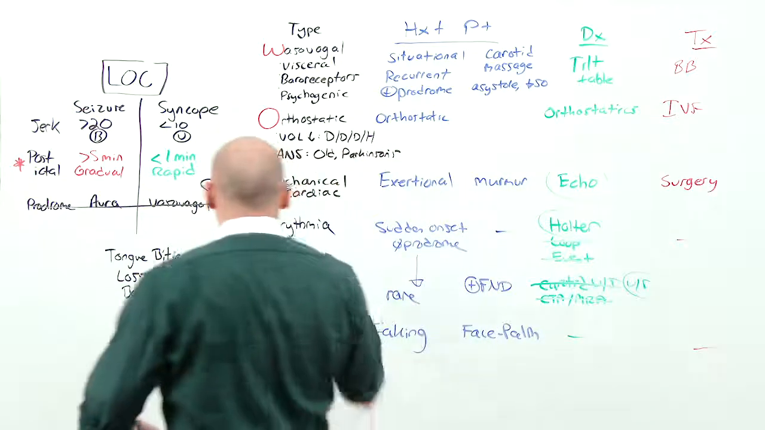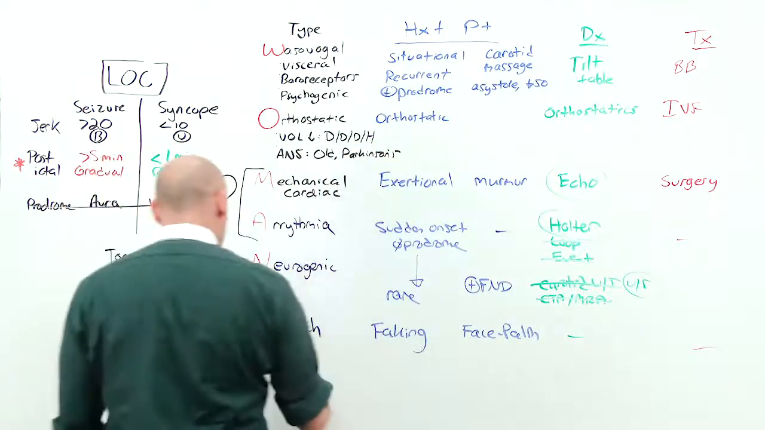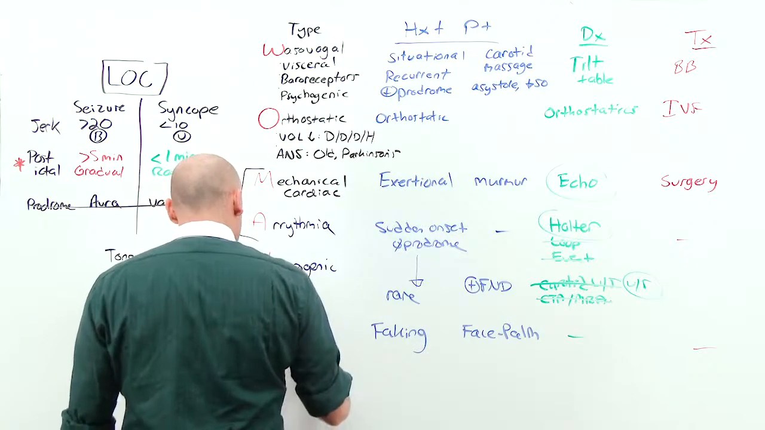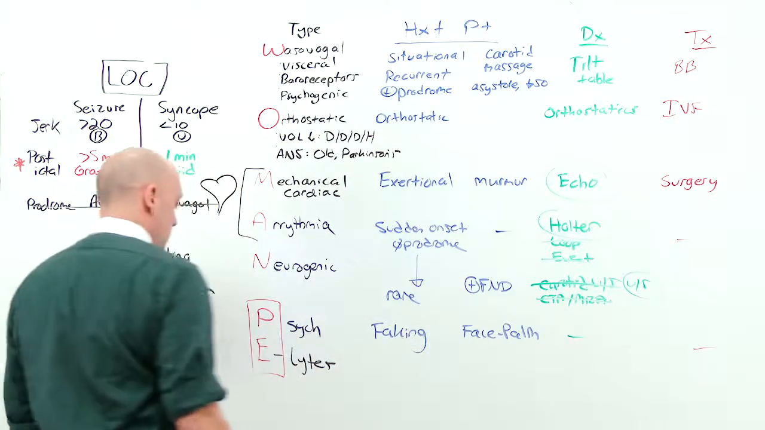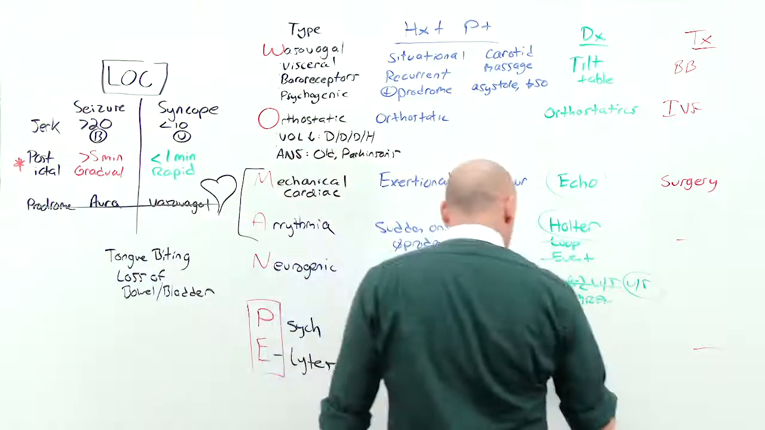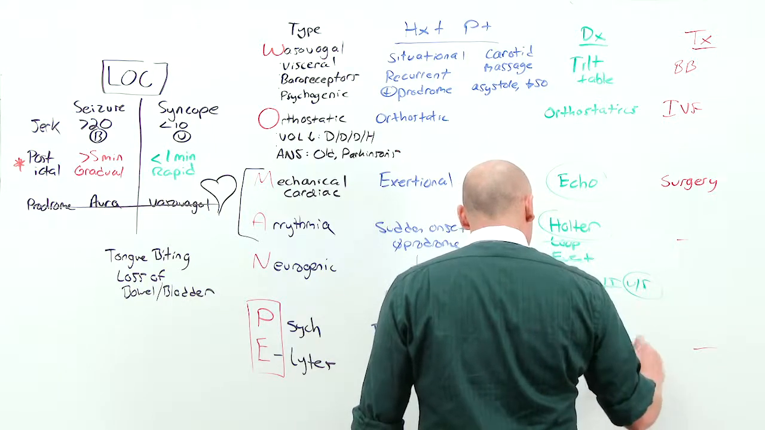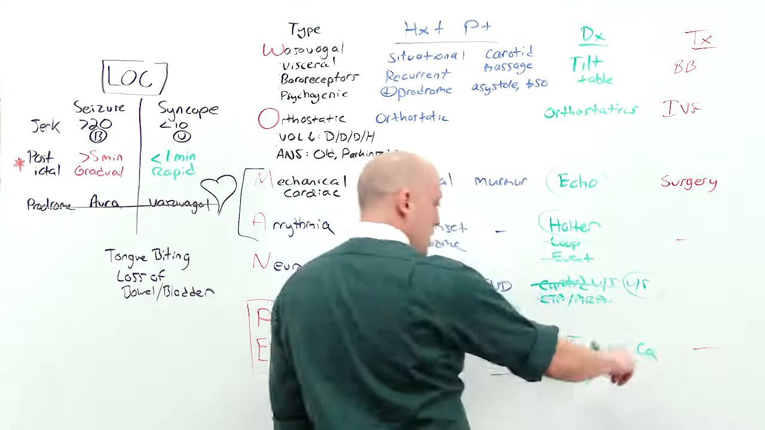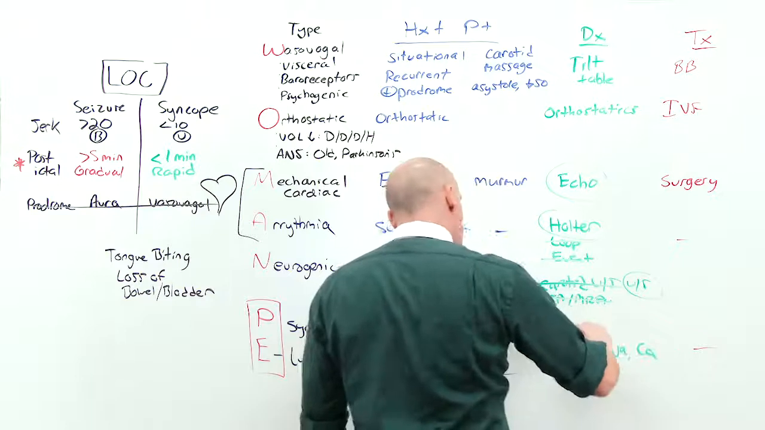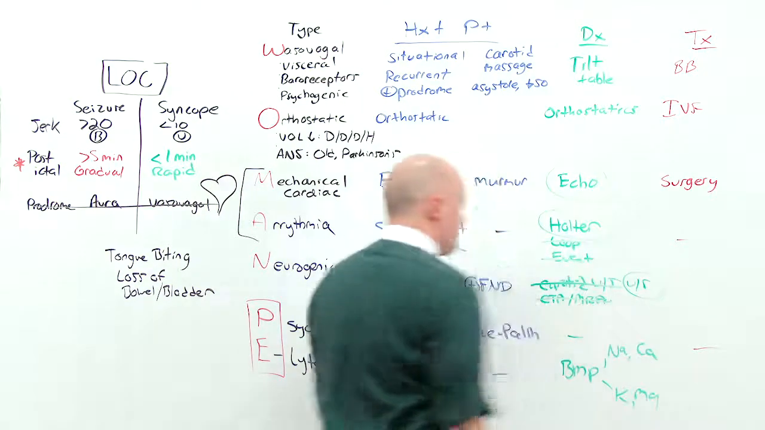And the last one is to include PE in the mnemonic. I needed an E, but also something to remind you that it's really easy to miss electrolytes. They're not really going to be a history or physical, and you're going to get the electrolytes on a BMP. And remember sodium and calcium for altered mental status, seizures, and syncope, K and MAG for weakness.